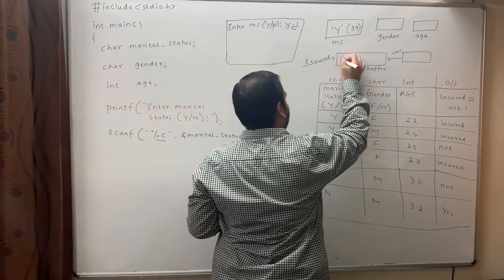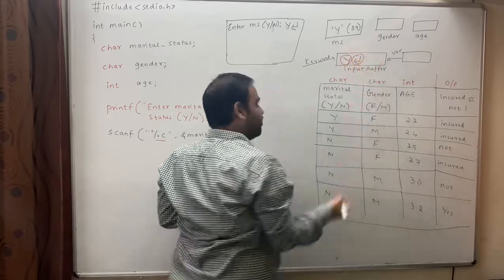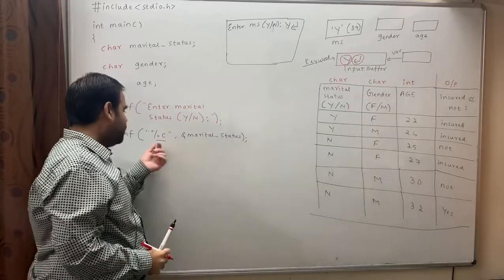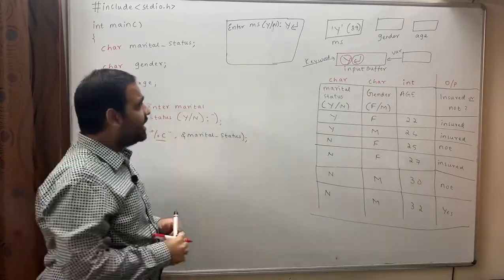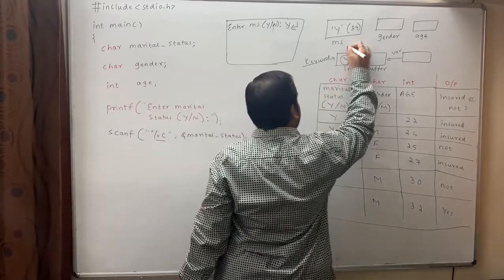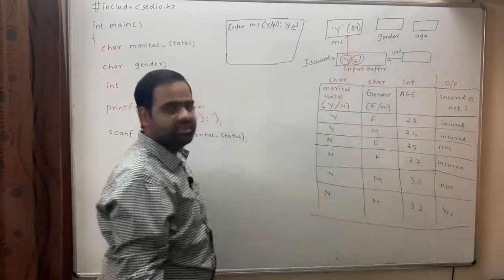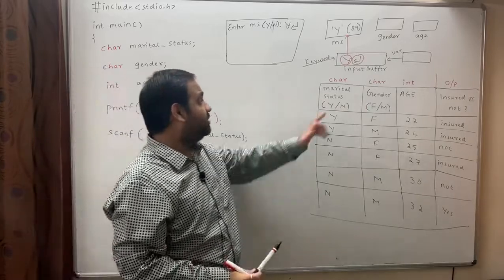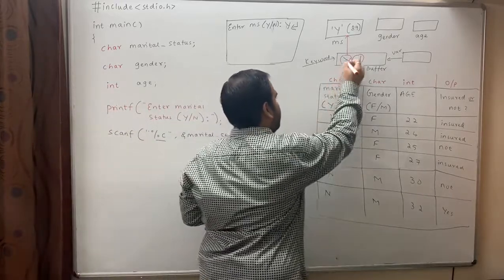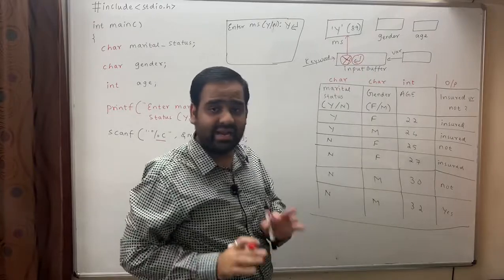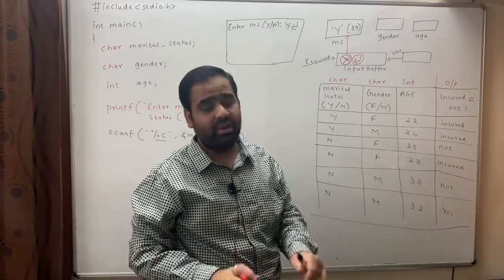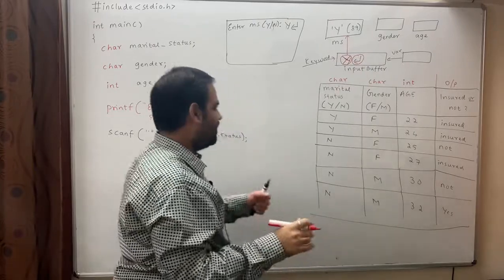Notice that Y is a character and Enter is also a character, but you want to read only one character. Therefore, the first character will be read and stored in marital status. The second character, the enter key, remains in the input buffer. Okay, now let's see what will happen.